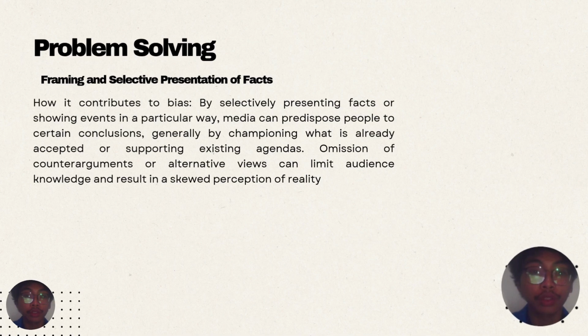How do these features contribute to the bias? By selectively presenting facts or showing events in a particular way, media can predispose people to certain conclusions, generally by championing what is already accepted or supporting existing agendas. Omission of counter-arguments or alternative views can limit audience knowledge and result in a skewed perception of reality.